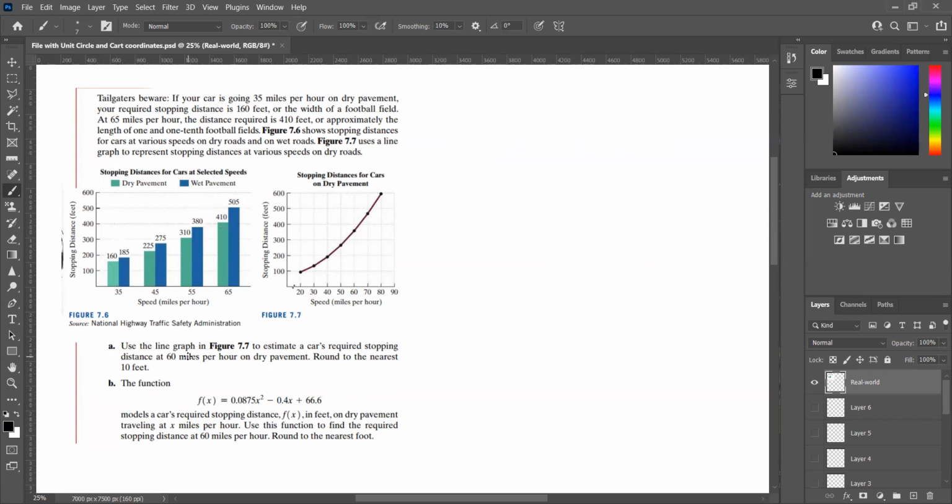Notice we don't have x and y here, not really. We have speed versus stopping distance, and that's fine. Later, we'll look at a function where they did plug in x, and we'll see how to use that.